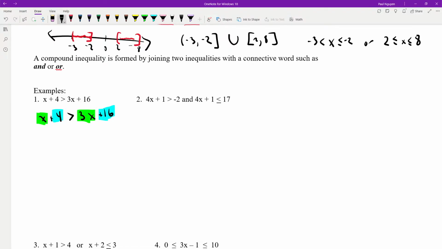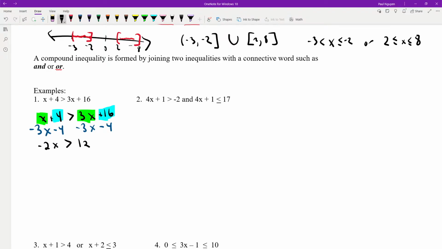So if I move all the x's to the left, what I want to do is subtract this 3x from the right to get the x's to the left, and this 4 I need to move to the other side, so I'm going to subtract 4 from both sides. Now on the left, I have negative 2x is bigger than 12.